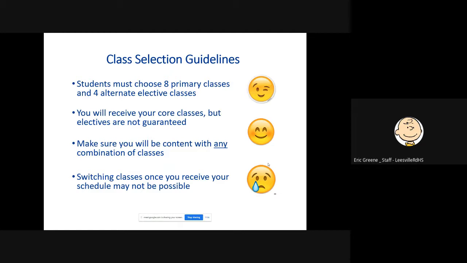Make sure you take those alternates seriously, because you will receive your core classes, the things you need to graduate from high school. But often, your electives get filled up or don't work in your schedule, and so the computer puts you in an alternate. So that's why all of those alternates are important. And make sure that you would be happy with any classes you get, because choosing things or changing things in the fall is sometimes difficult to do.